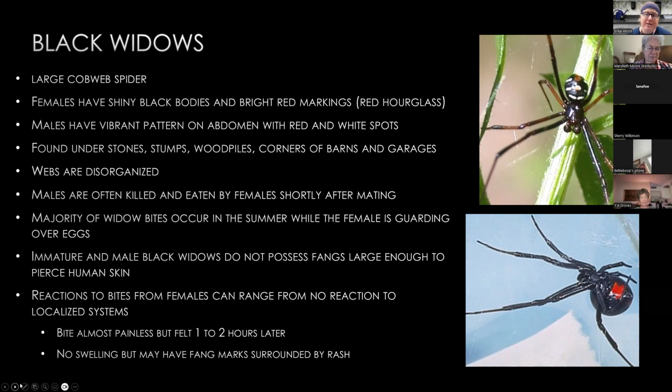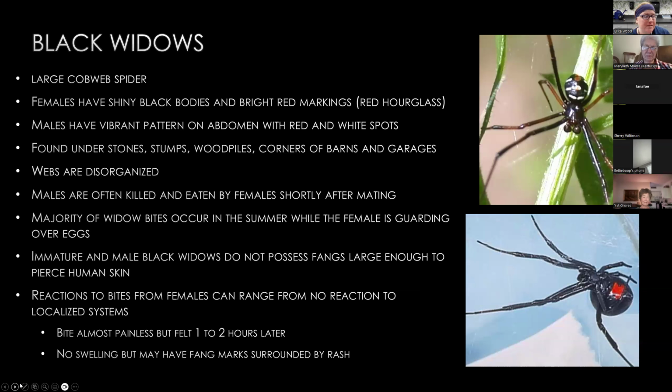So let's talk a little bit first about what the black widow spider is. A black widow is actually a type of cobweb spider. We talked about cobweb spiders at the beginning of the presentation. These create more messy, disorganized webs. A lot of times they are generally going to be located either under structures or under wood piles near stumps or stones. A lot of times you'll see these in the corners of your barns or your garage.